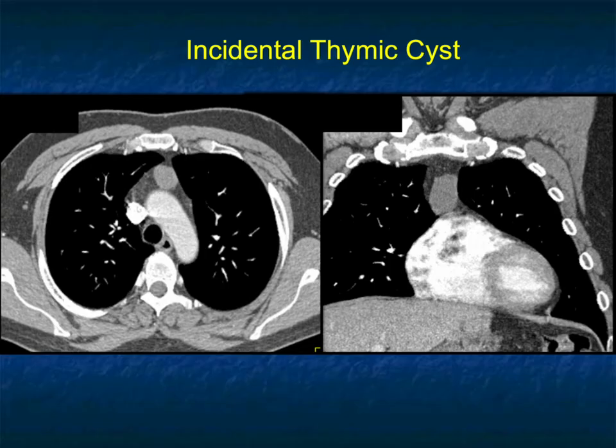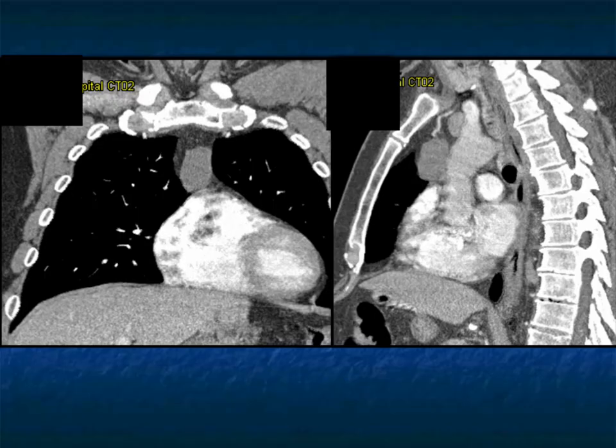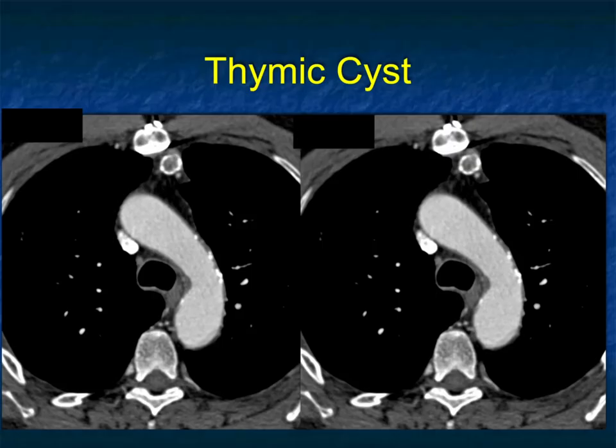Here's a good example of a thymic cyst. Mass anterior mediastinum, kind of low density. Remember, what else did we look at before? We looked at a node, we looked at a parathyroid adenoma, but it's not going to be that. So a well-defined water density thymic cyst is good. You can see it there on the coronal and sagittal view.